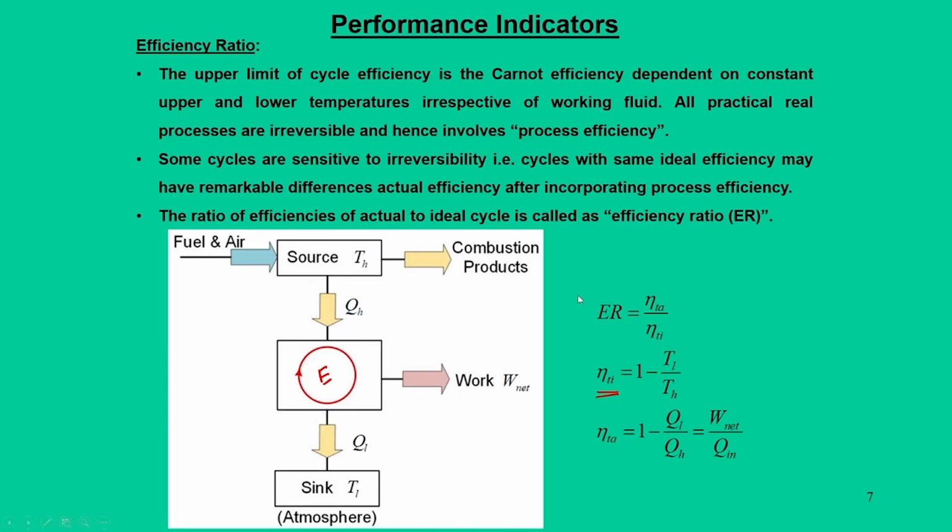Now, looking at these two efficiencies, the Carnot efficiency talks about the upper limit and the actual efficiency talks about the system operating while accounting for irreversibility in the medium. So, the ratio between these two we define as the efficiency ratio. This is similar to the second law efficiency that we understood in the first-level thermodynamics course.